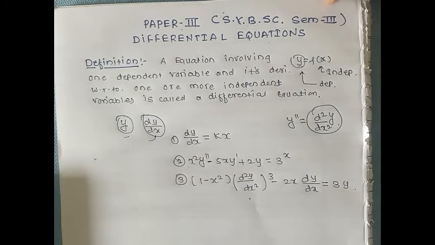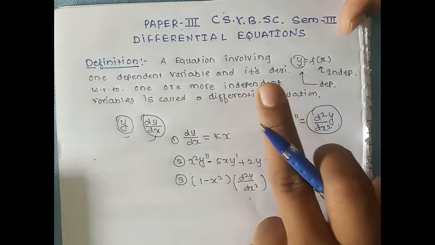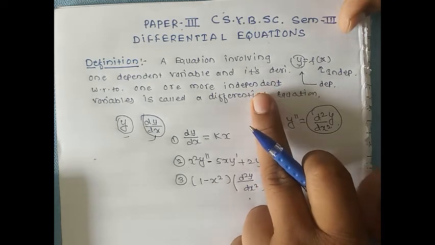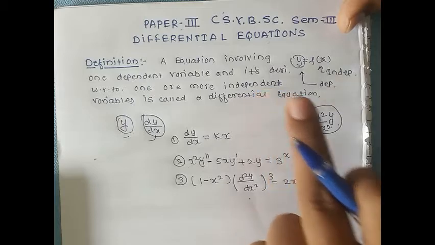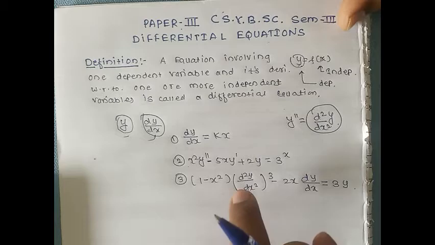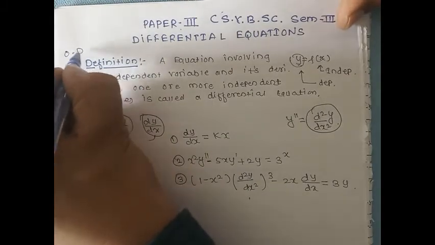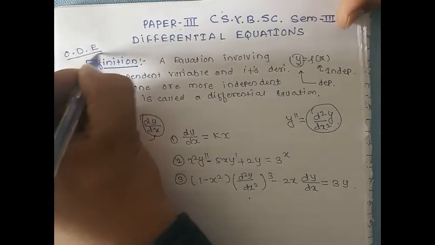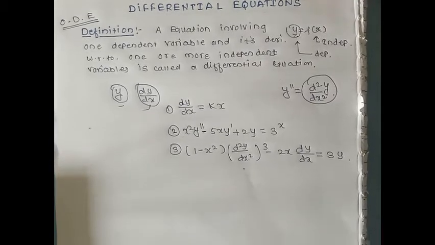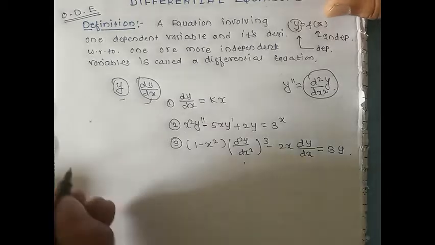Now similarly we have the partial differential equation. What we saw above is the definition of an ordinary differential equation, which contains only one dependent variable and only one independent variable. Now similarly we will see the definition of partial differential equation.